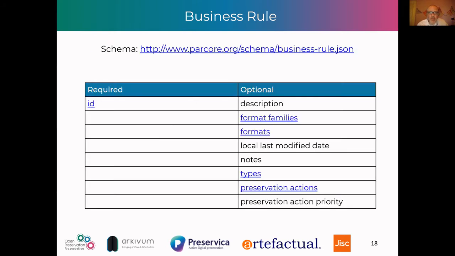As you can see in the schema for business rules, really only the identifier is required. Everything else is optional. Mostly we have so far really put information into notes and description. We can link preservation actions to business rules, but the structure of the business rule so far is mostly just a narrative way of providing context to a preservation action.